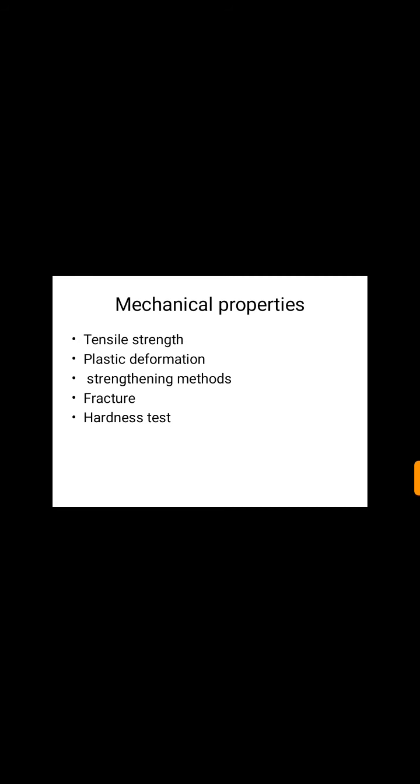A very important property of a material is fracture. Sometimes we call it the failure of that material. Fracture is the separation of a material into two or more parts. How do fractures occur and what is the basic theory behind fracture? We are going to see that in this topic.